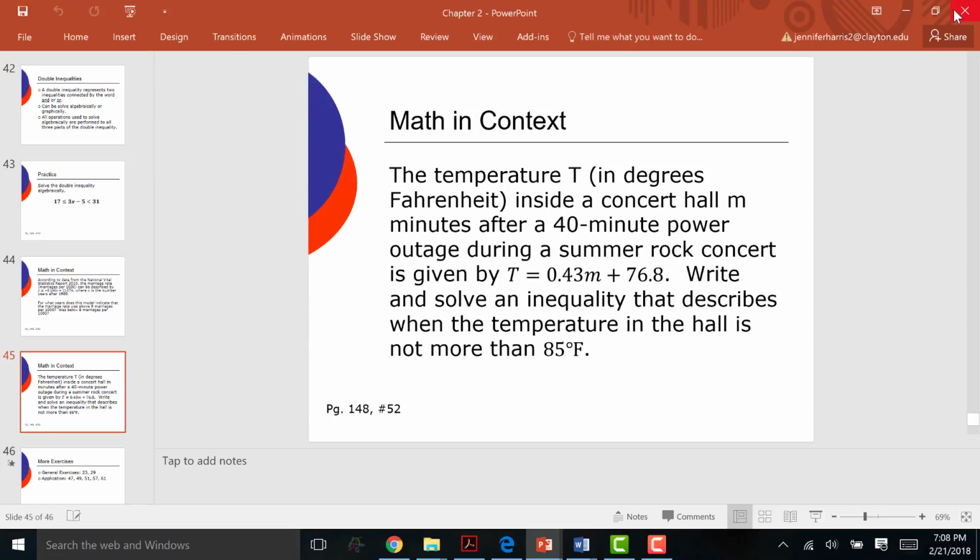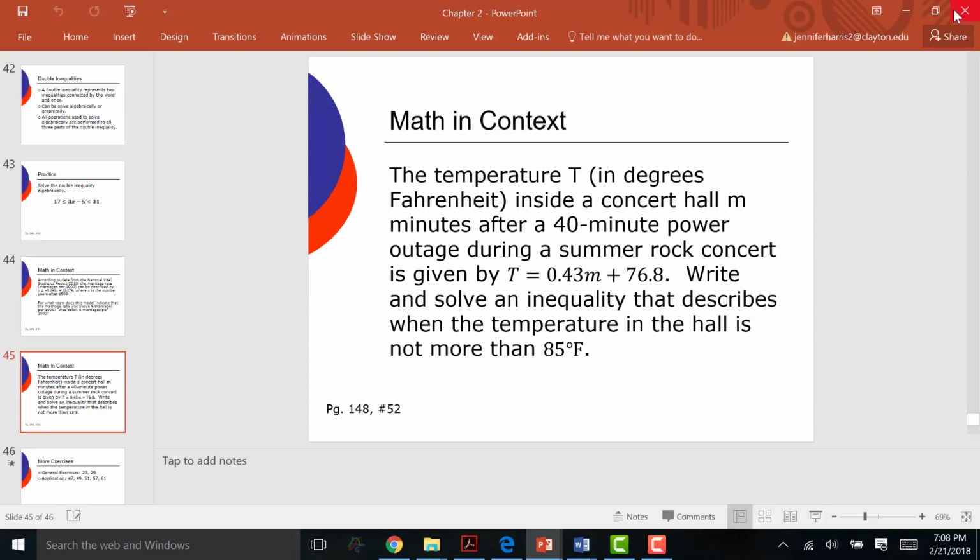All right, so let's talk about the topic first. What are we talking about? The temperature where? Inside of a concert hall. What happened? The power went out. Are you expecting the temperature to go up if there's a summer concert and the AC is now off? Is it going to get warm? The temperature is going to start to go up. Now, we want to create an equation that's going to tell us when the temperature is going to not be more than 85 degrees. So what are they trying to do? Figure out when it is less than.